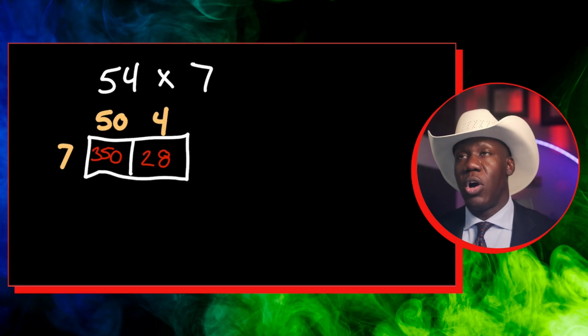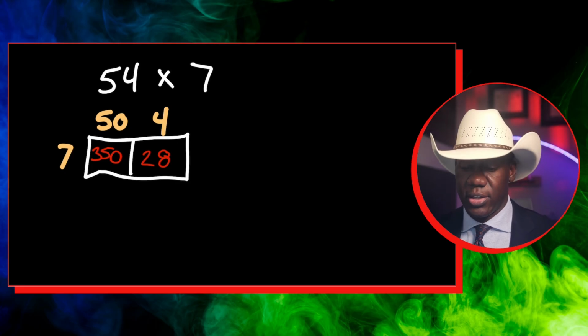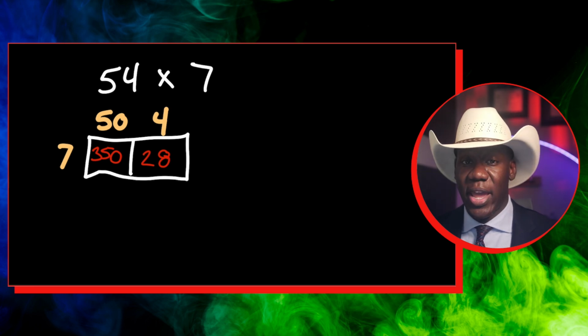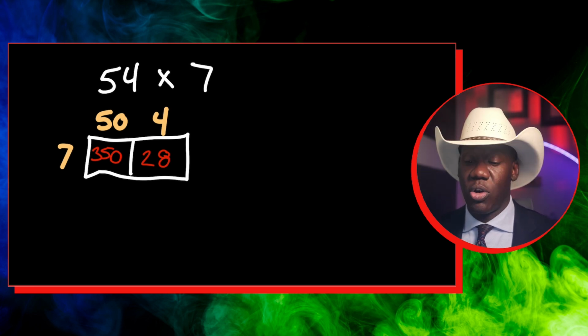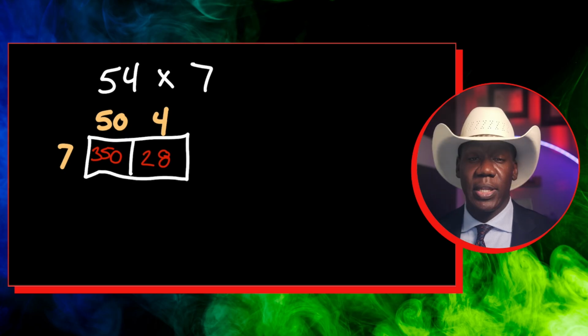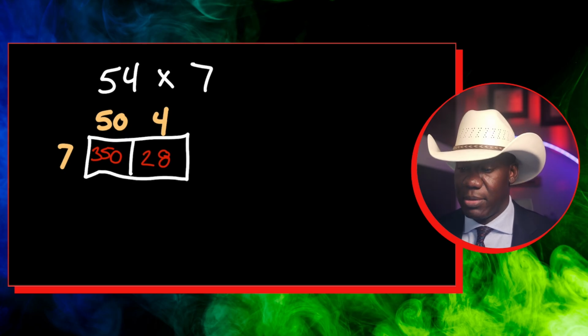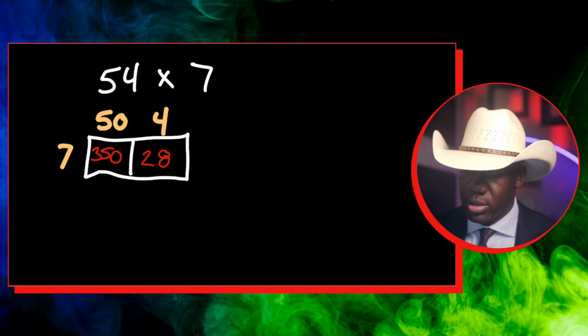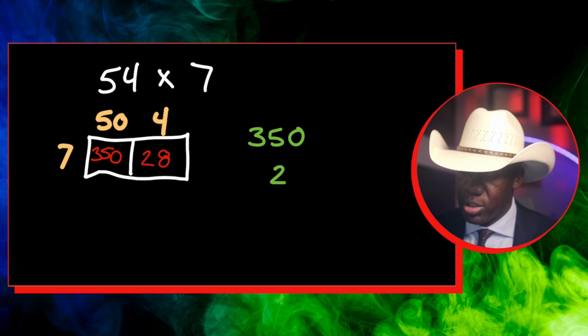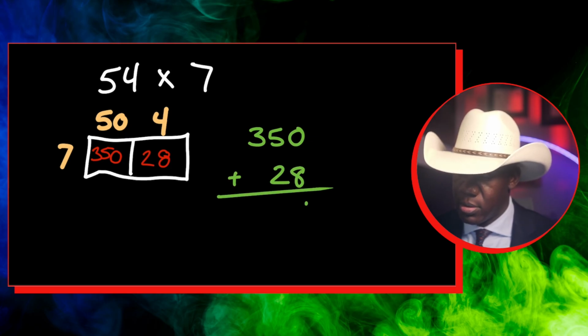Now that we have our boxes filled in completely, we're going to add these numbers together, because each one of these boxes is a piece of the answer. They're partial answers, parts of the answer. But in order for us to get the whole complete answer, we must add them together. So I'm going to take 350 and add 28 to that. 0 plus 8 is 8. 5 plus 2 is 7. And then bring that 3 down.